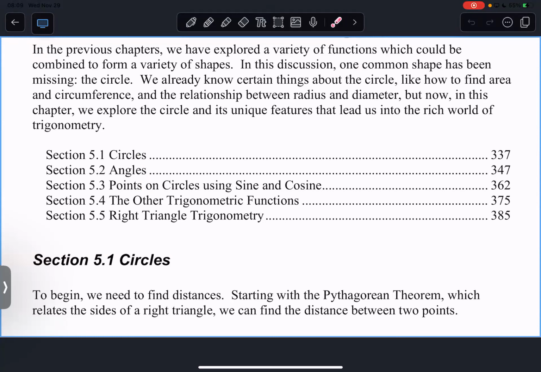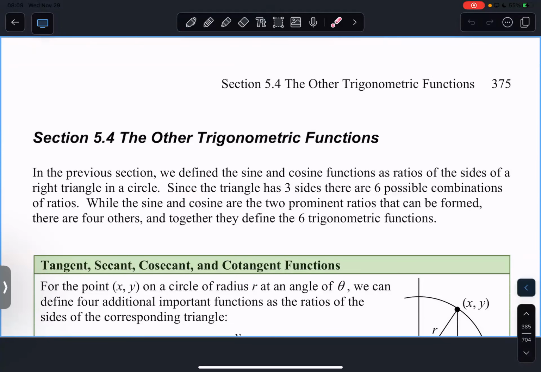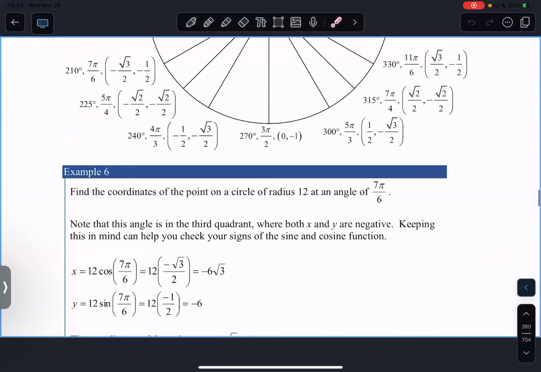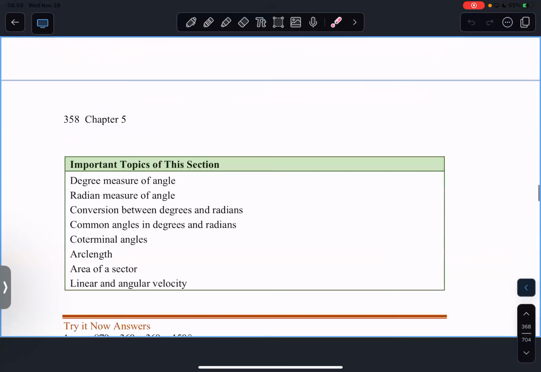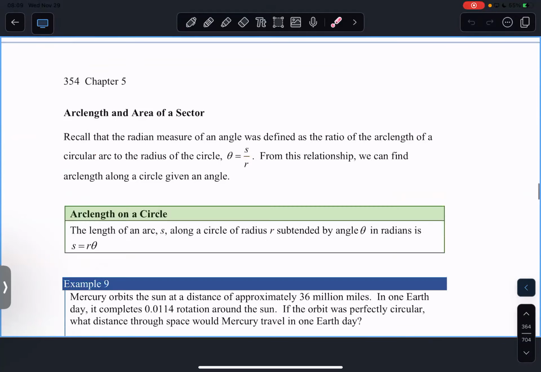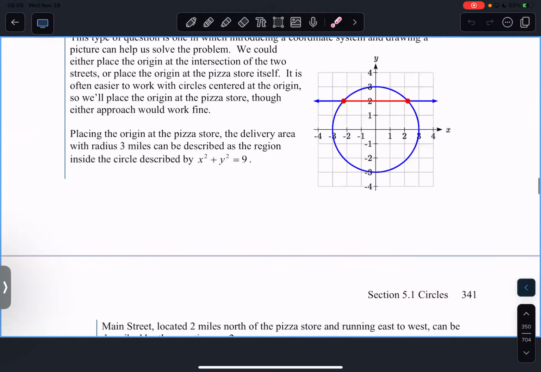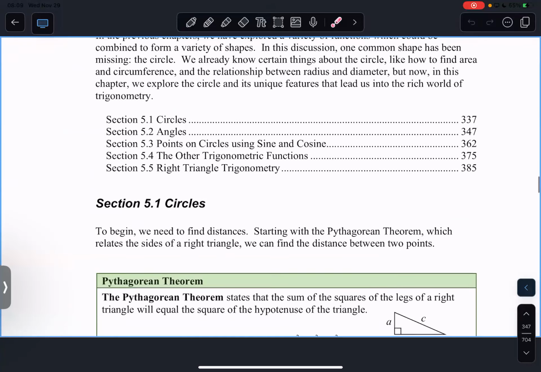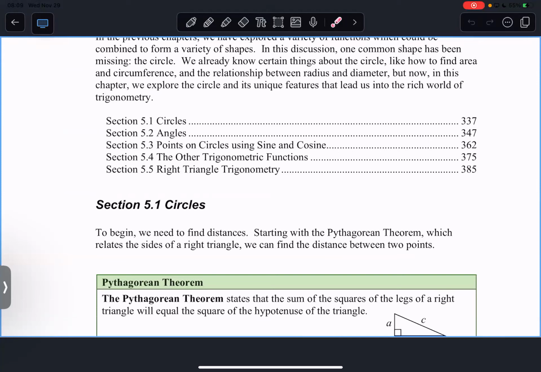Introducing points on circles. Whoa, I don't know what happened. I don't know where I was. Oh, dang it. I know I wasn't at 5.4. Maybe I pressed it. Whoa. Okay, this looks good. So circles, angles, points on circles, using sine and cosine. We'll call it there.